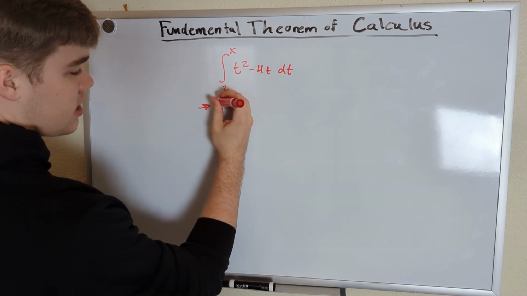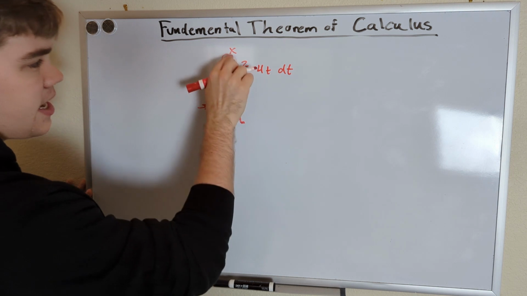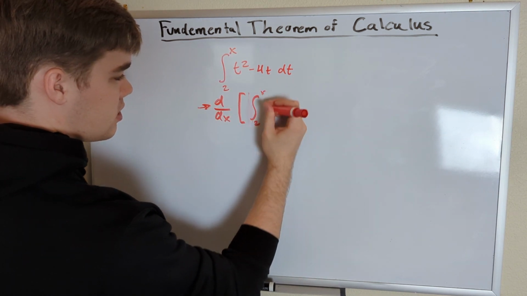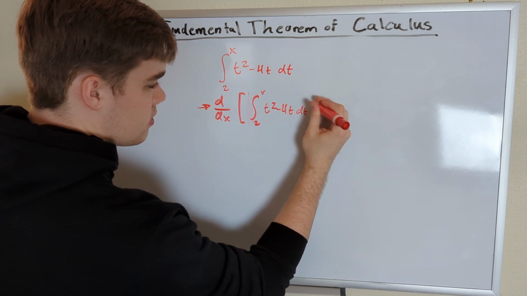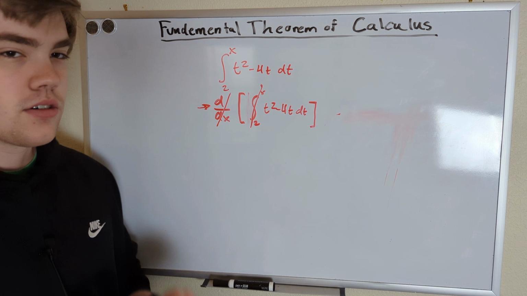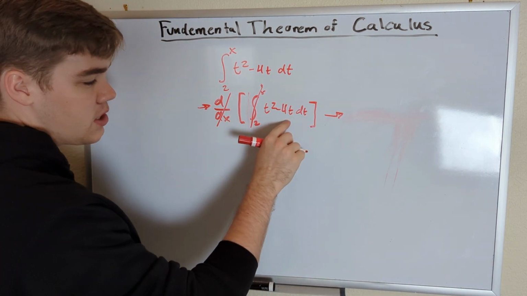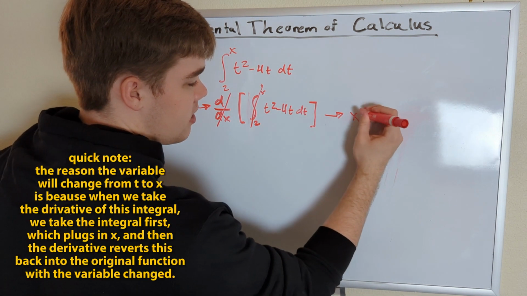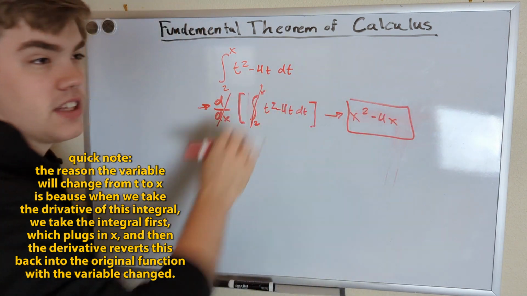All we got to do is take the derivative of this function. d dx, in this case since our variable is x, what we're looking for, of the integral from 2 to x of t squared minus 4t dt. With our derivative and integral canceled out, you might think that it turns into t squared minus 4t, but since we do need to change it back to x, this actually changes into x squared minus 4x. And that's the derivative of this integral.